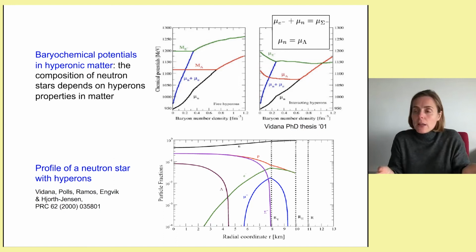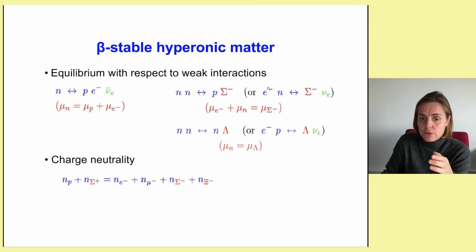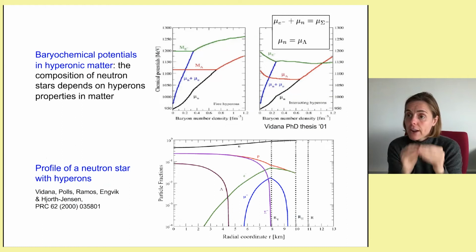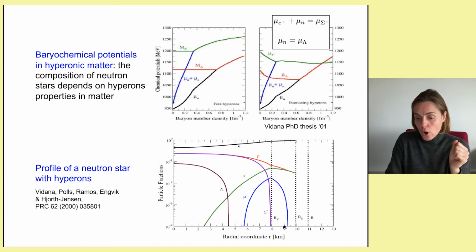But now you put it into a neutron star, and then you have to fulfill these relations here. You have to fulfill beta stability relations. And therefore, you start fixing the fractions of each particle in order to fulfill these relations. This is how you get the composition of your neutron star. With that, you get your final equation of state, okay?